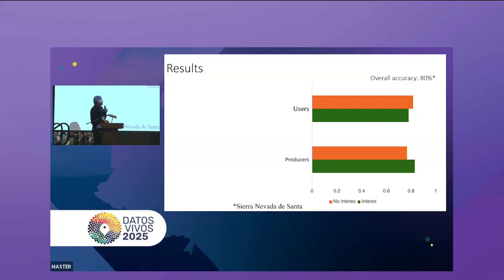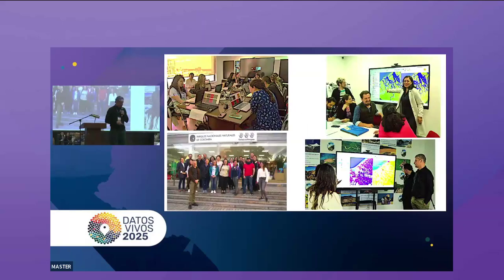We achieved an overall accuracy of 80%, with a very good balance between users' and producers' accuracy, but also between the areas of interest, the ones that don't match the definition by the National Park System, with the ones that we produced in our map.